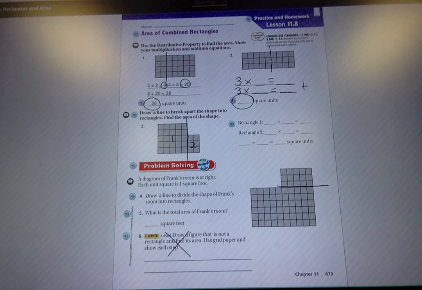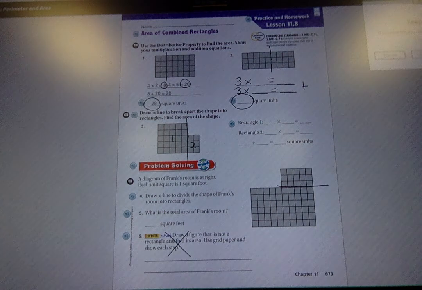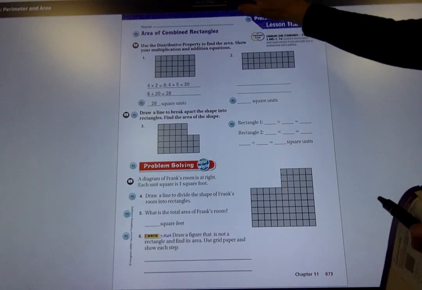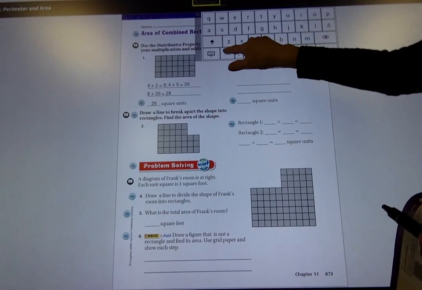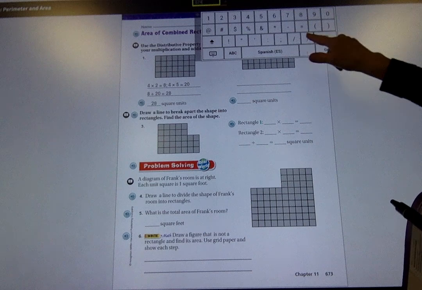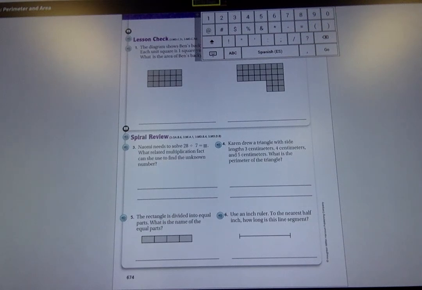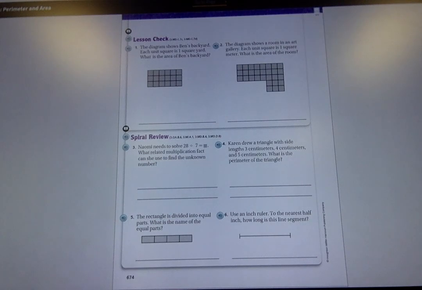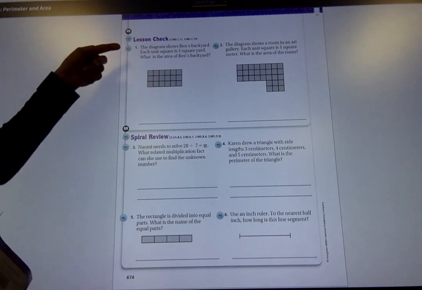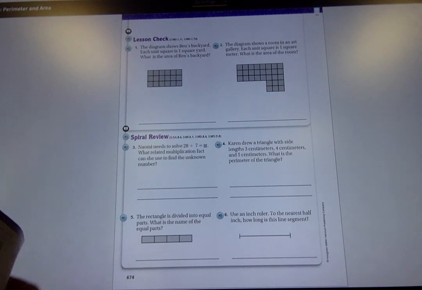Let's go on to page 674. At the top, the diagram shows Ben's backyard. Each unit square is 1 square yard. What is the area of Ben's backyard? We're just finding the area.